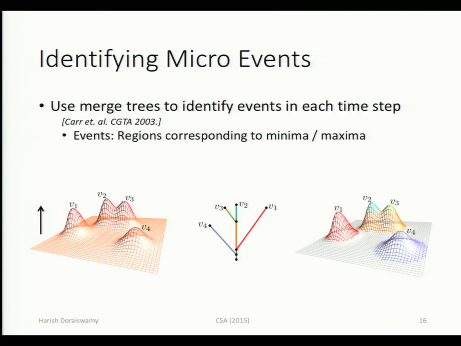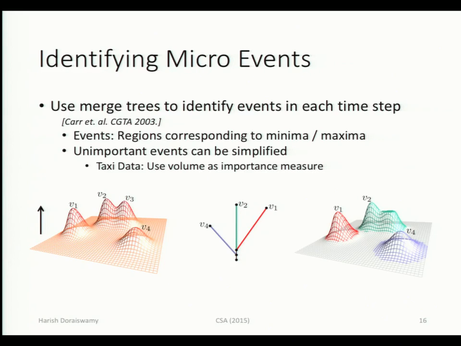Another advantage is, say for example, you are interested in only the significant events. If you notice, there is V3 over here, which is a really small kind of peak, and maybe it's not interesting. So I can simplify the graph and get just the main significant events. And for the taxi data, we again use the volume as an importance measure.